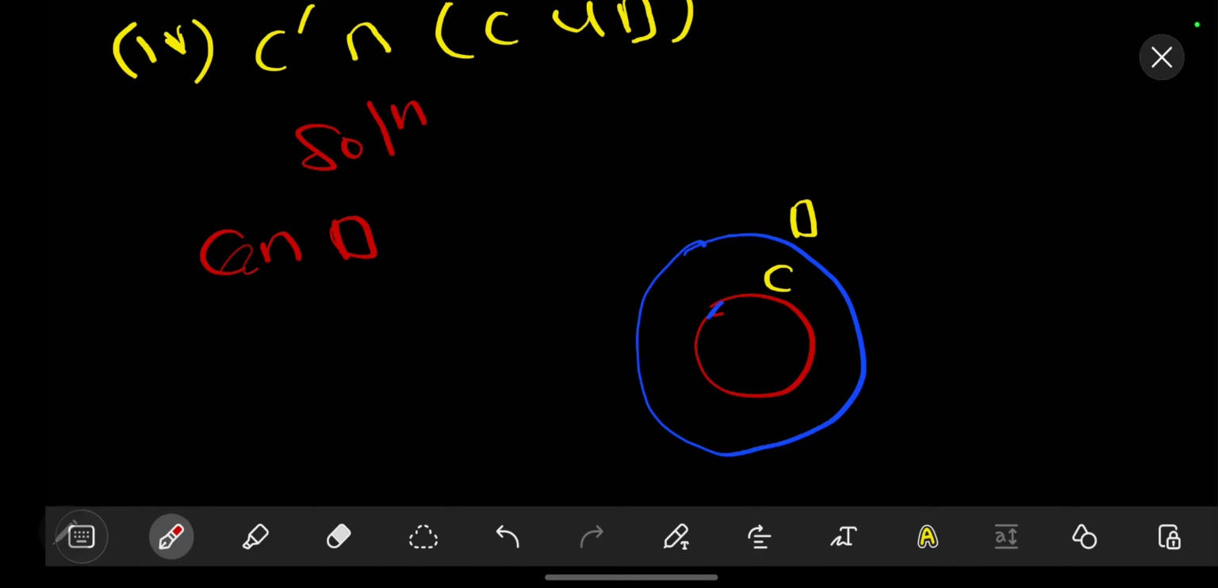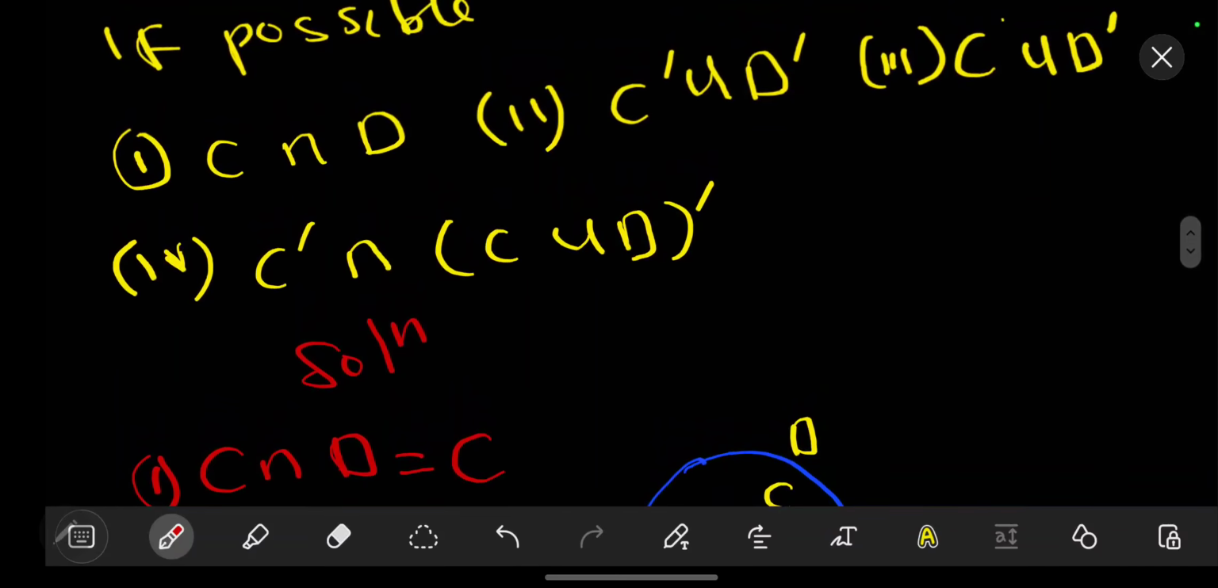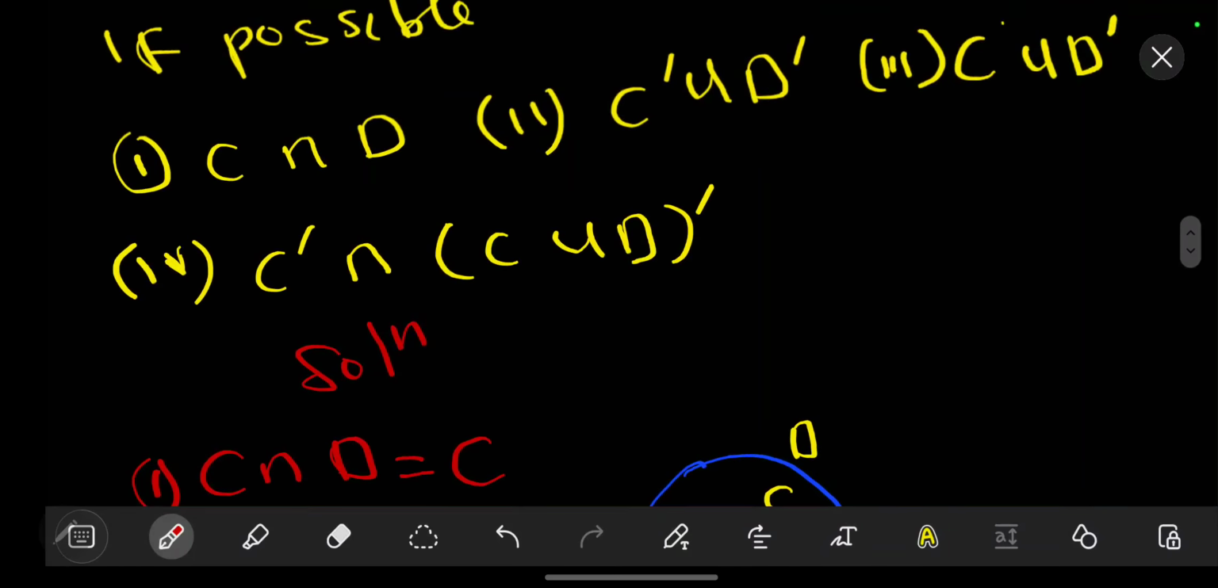Now if you are asked for the first one, C intersection of D, they are asking you, what do C and D share in common? Since C is found inside D, the only thing in common is just C. So C intersection of D is equal to C. As simple as that. Let's move to our next one.